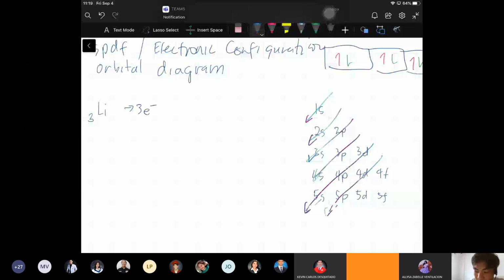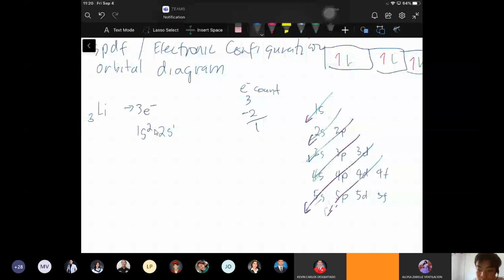Sige, start tayo. 1s, no? 1s muna tayo. Ilang electrons kaya ng 1s? Dalawa, di ba? Kasi remember, isang shape lang yan. So, dalawa yung kaya niya i-occupy. So, 1s2. So, kung itatrack natin yung electron count, we have 3 electrons muna, then ginamit natin yung dalawa to fill the 1s2, di ba? Okay. So, may sumobra pang isa. Saan natin lalagay yung sobra? Sa 2s, no? So, lagay natin yung sobra sa 2s. 2s1. Okay. So, yan. Tapos na tayo.